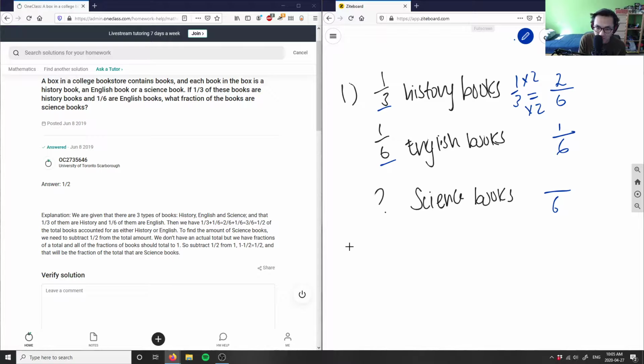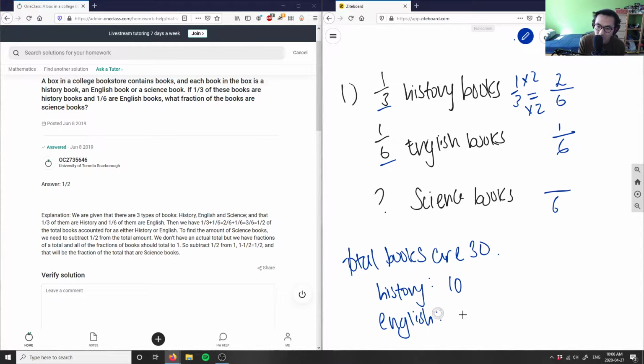So you can say total books are 30. 1/3 of those are history books, so history would be 1/3 of 30, which is 10. And then 1/6 of 30, which is English, would be 5.